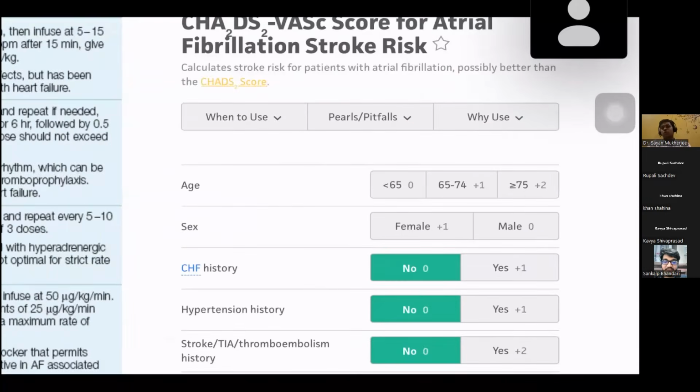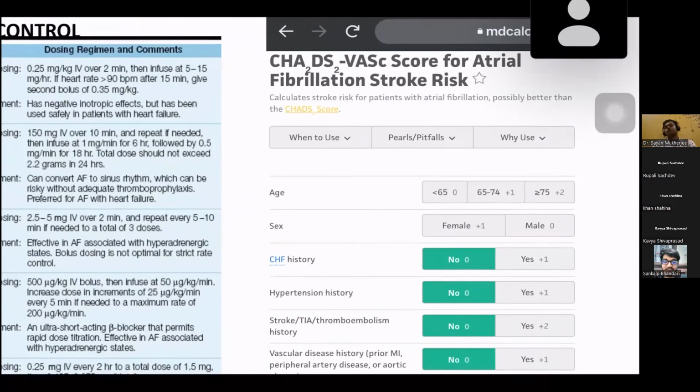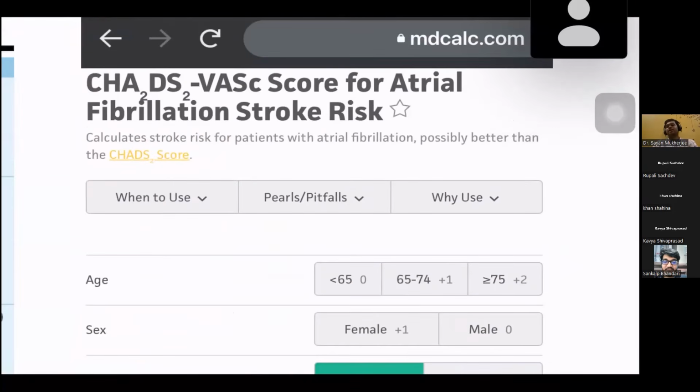This is a score. You don't need to memorize this. You can go to the internet. There's a website called MDCalc.com. It has a lot of useful calculators like CURB-65 and even this score. It's called the CHA2DS2-VASc score. You don't need to remember it.